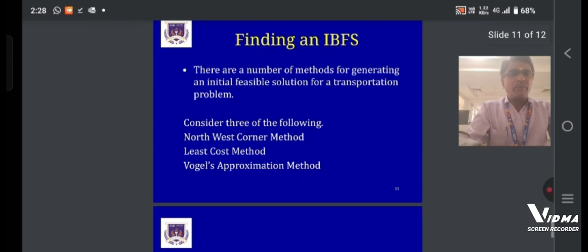Finding an IBFS. There are a number of methods for generating an initial feasible solution for a transportation problem, like the northwest corner method, least cost method, and Vogel's approximation method. Let us see one by one in our next video.